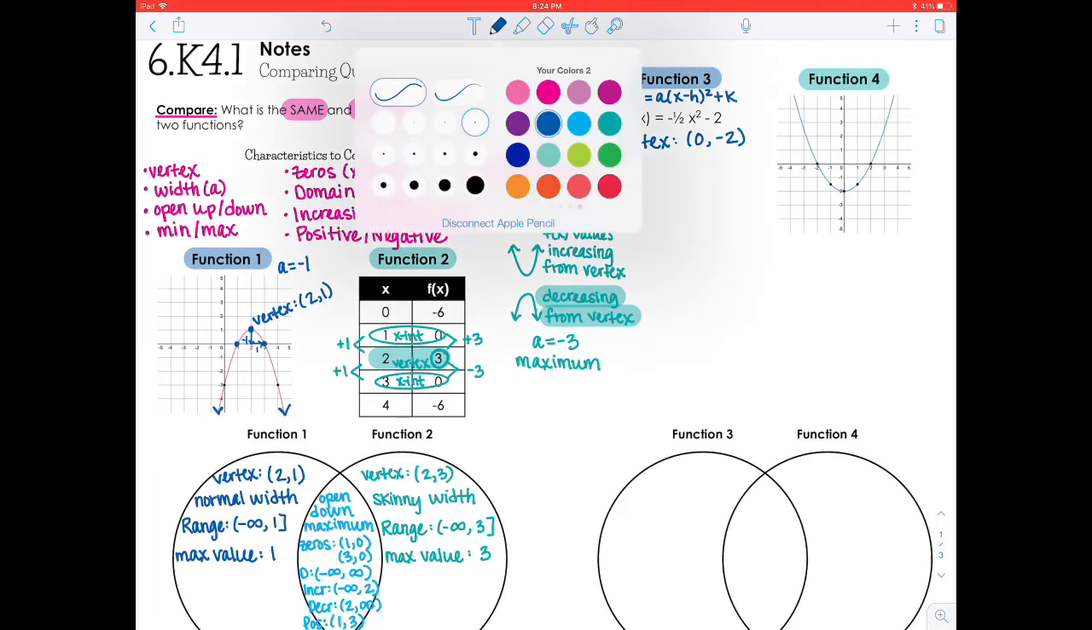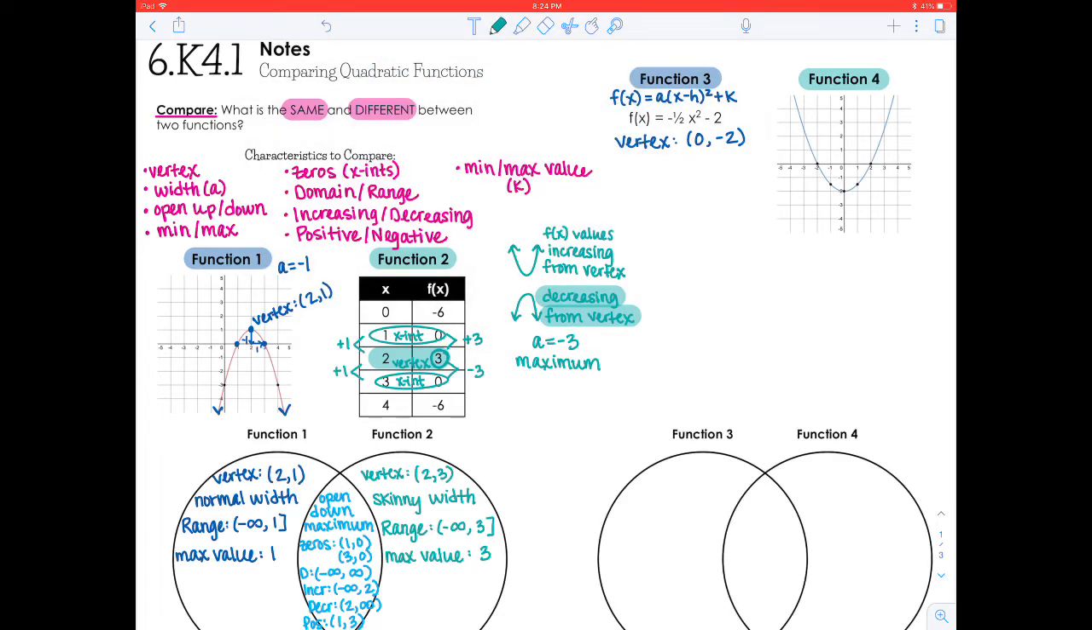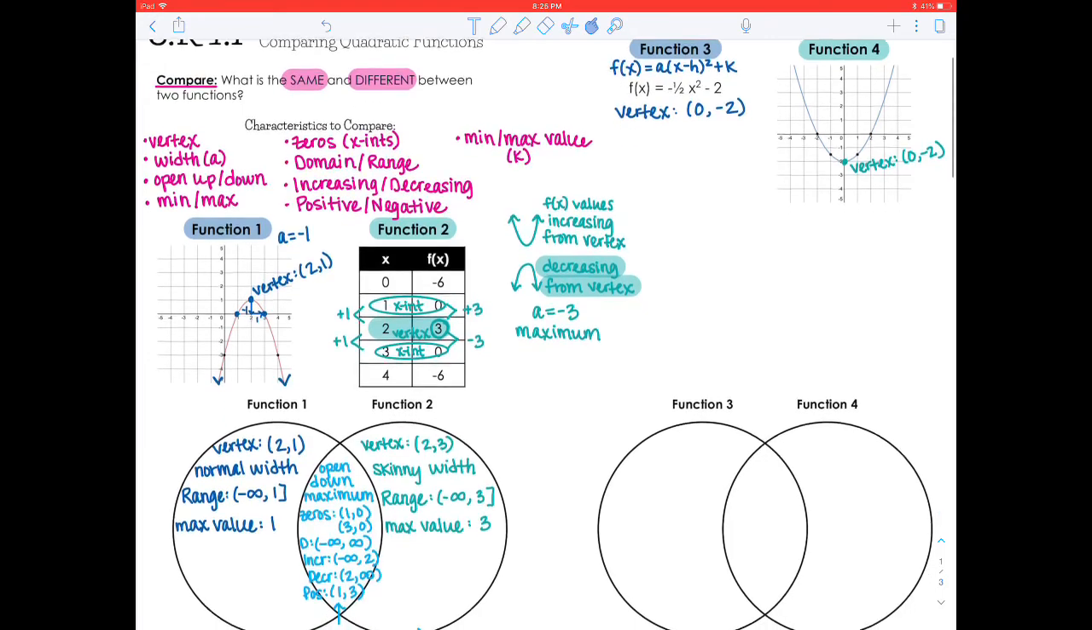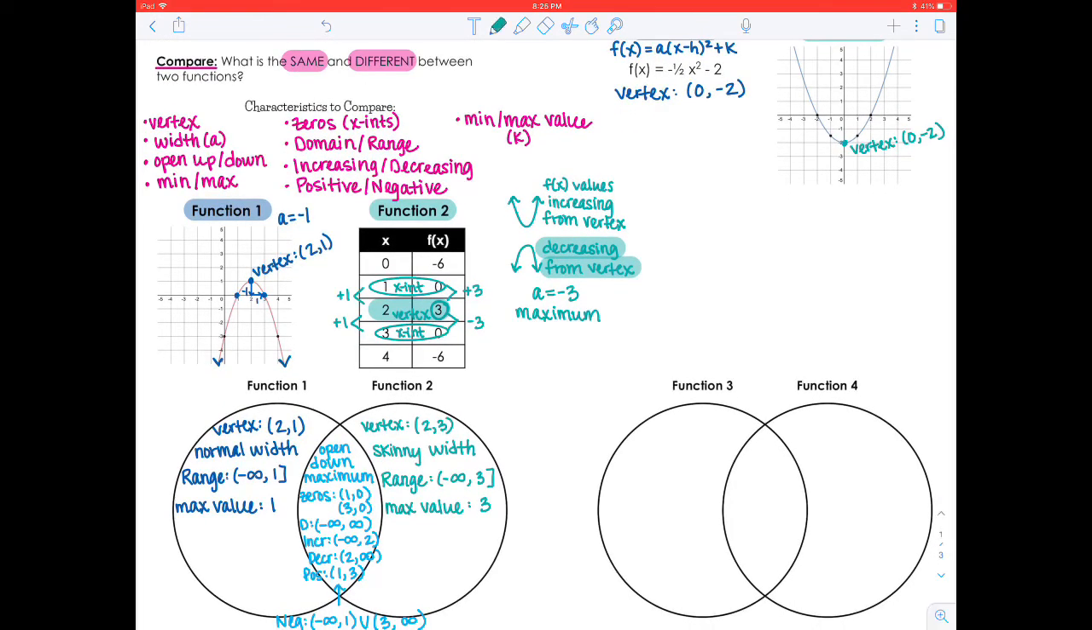Now let's look at the graph. My vertex is here, which is also at 0, negative 2. So that is something that they share. They have the same vertex on these two. So we can go ahead and add that. Vertex is the same, and I'm being specific by putting what it is, 0, negative 2.